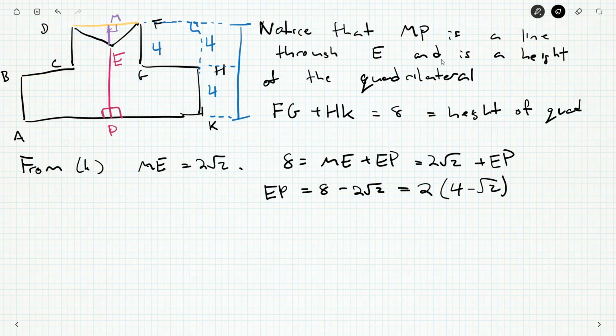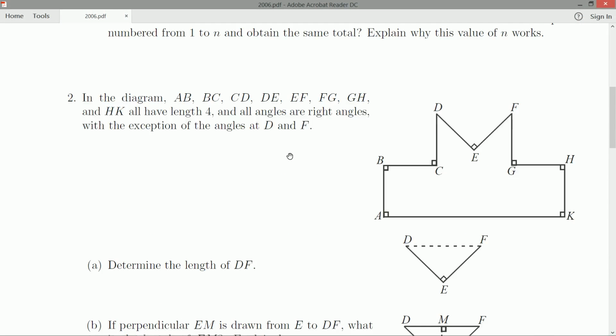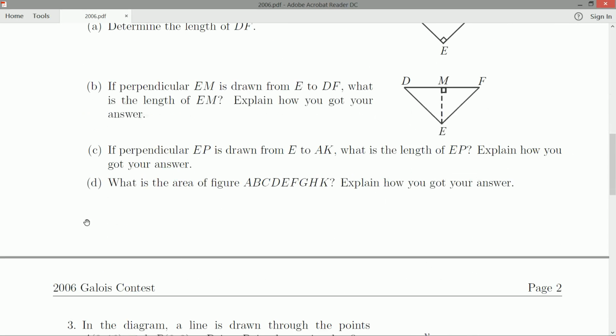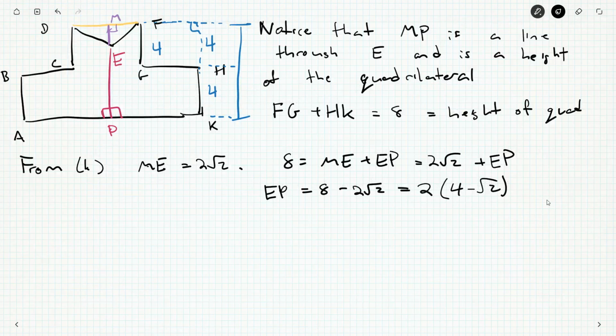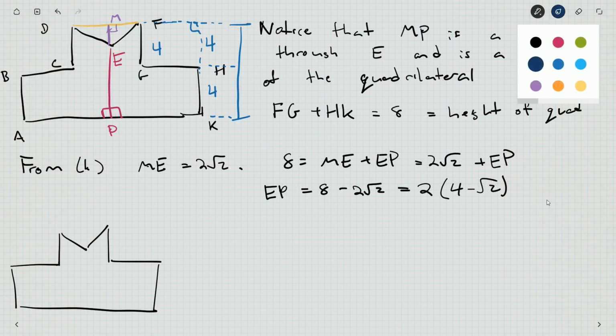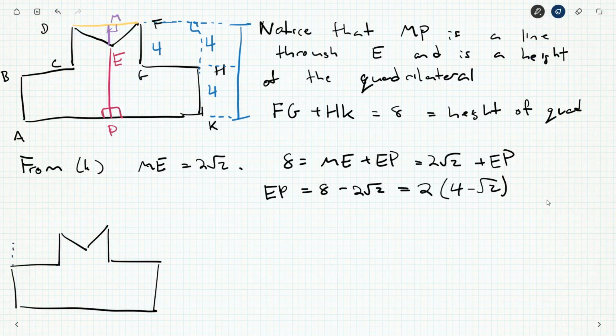Okay, and I already peeked ahead at D when I was trying to mess around with the question a little bit. What is the area of A, B, C, D, E, F, G, H, K? Explain how you got your answer. Alright, so I'm going to redraw the picture. There's lots of ways I think we can do this. The easiest way, I think, is either to enclose it in a giant rectangle, which I will do with the dark blue.